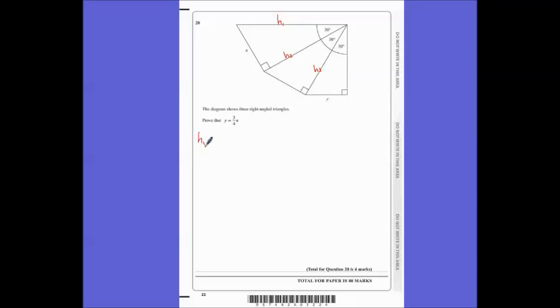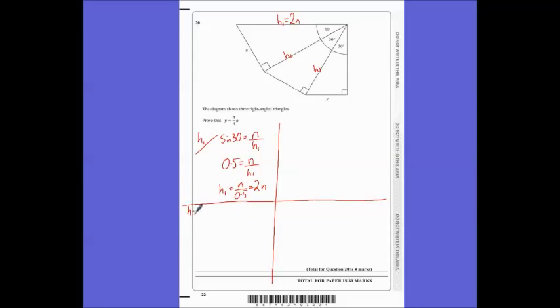So to work out h1, we know that in a triangle, the opposite divided by the hypotenuse is the sin ratio. So we've got sin 30 is equal to the opposite, which is n, over the hypotenuse, which we'll call h1. So sin 30, we need to know the exact values of trig here. Sin 30 is 0.5. So 0.5 is equal to n over h1. And rearranging that, we'd have h1 equals n over 0.5, which equals 2n. So this here is 2n.